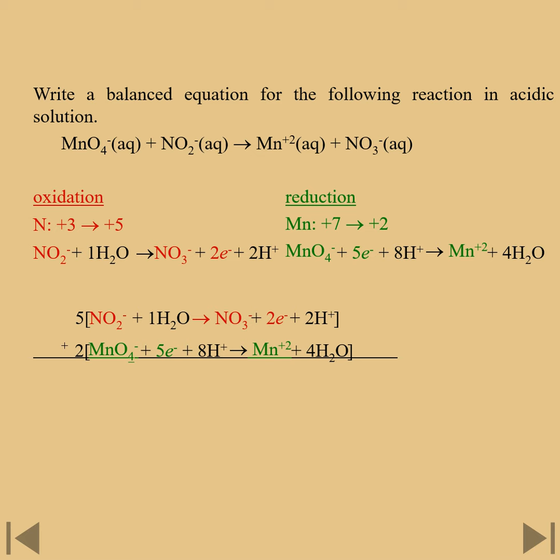So I have 5 nitrites, 5 waters, 2 permanganates, and 8 hydrogen ions on the left. Those 10 electrons have canceled. And then 5 nitrates, 10 hydrogen ions, 2 permanganates, and 8 waters on the right.